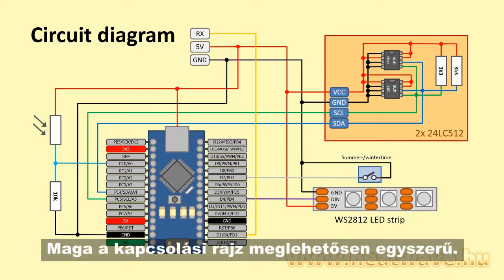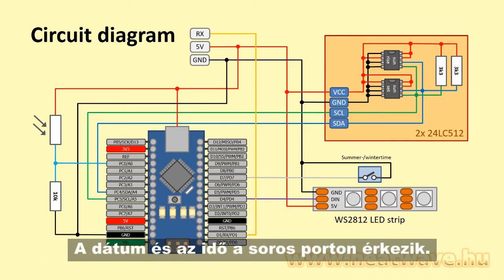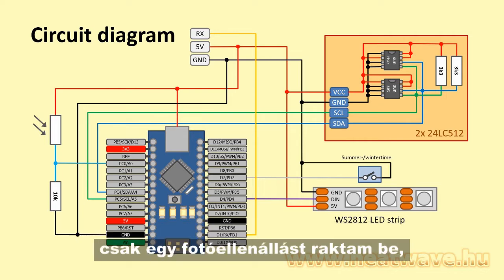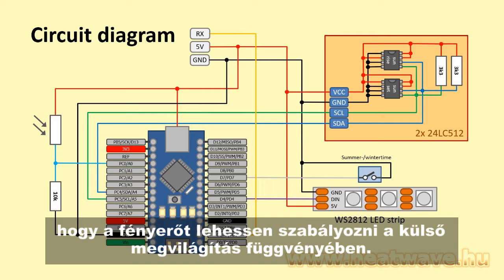The circuit diagram is quite simple. Date and time will be received via the serial port. Other than the mentioned EEPROM chips and the LED strip, I added a photoresistor so that brightness can be adjusted based on environment lighting.